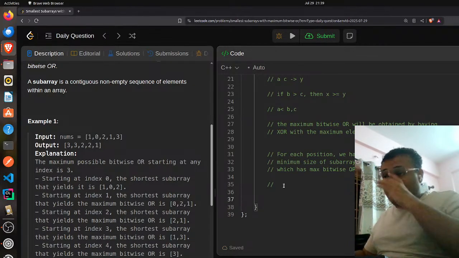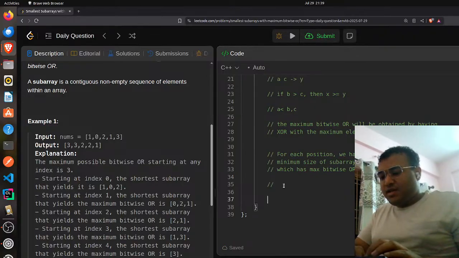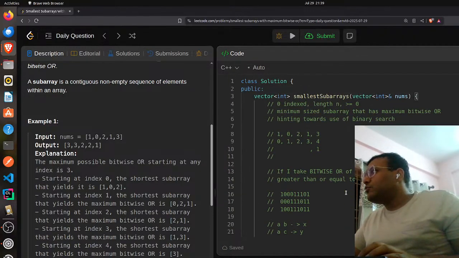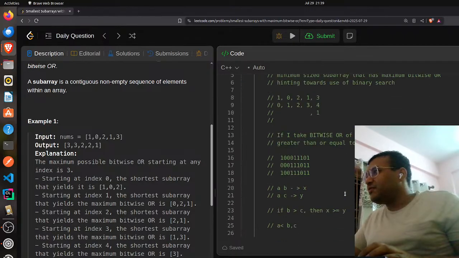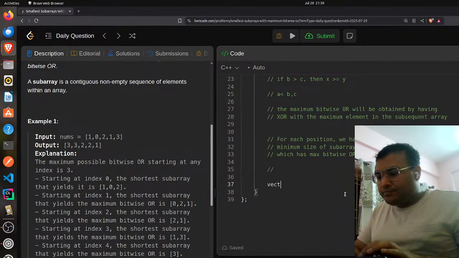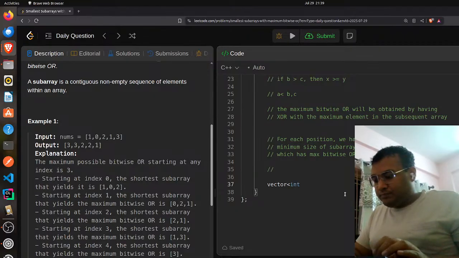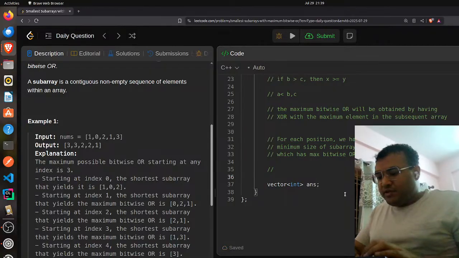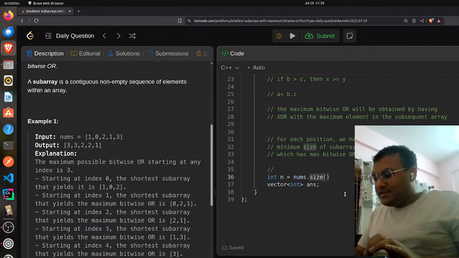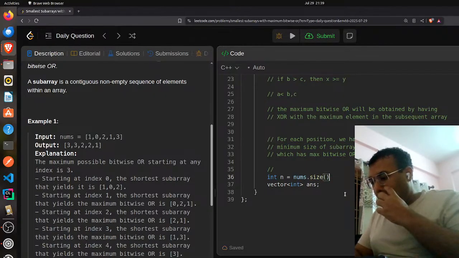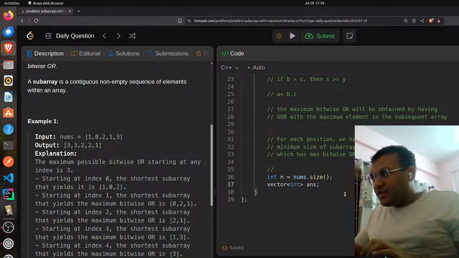In this case, I'll be coding the brute force approach first. In the brute force approach, we are just given different nums. Answer, and we also need nums.size. This only we will push back. That's it.